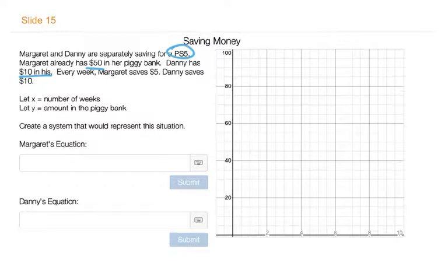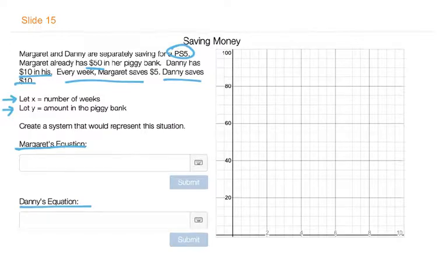Margaret has $50 in her piggy bank. Danny has $10. Every week, Margaret saves $5. Every week, Danny saves $10. So X is the number of weeks. Y is the amount of money in the piggy bank. We're supposed to create a system that will represent this situation. We need to write 2 equations. Let's write Margaret's equation and Danny's equation.